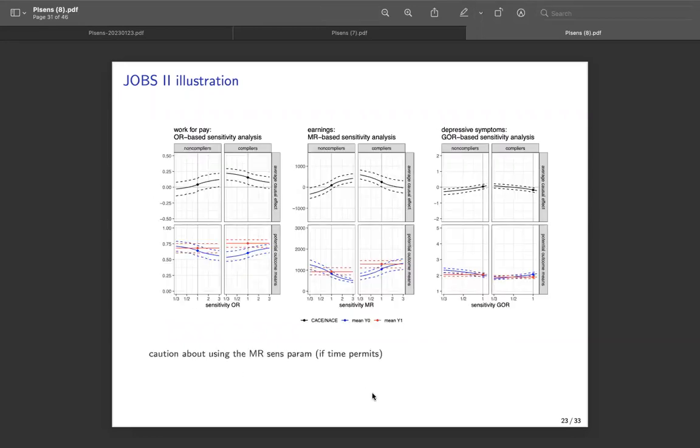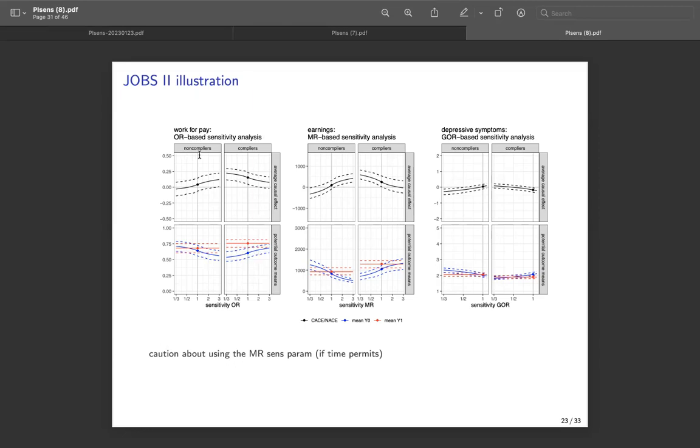Anyway, so for the sensitivity analysis, the paper goes into a lot more details about the parameter range and all that. Let me just quickly show the structure of this plot. So let's just look at the first plot here. Basically, the upper panel shows the effect, and the lower panel shows the potential outcome means, where the red is the mean of Y1, so that's just constant. The blue shows the mean of Y0, which varies with the sensitivity parameter.